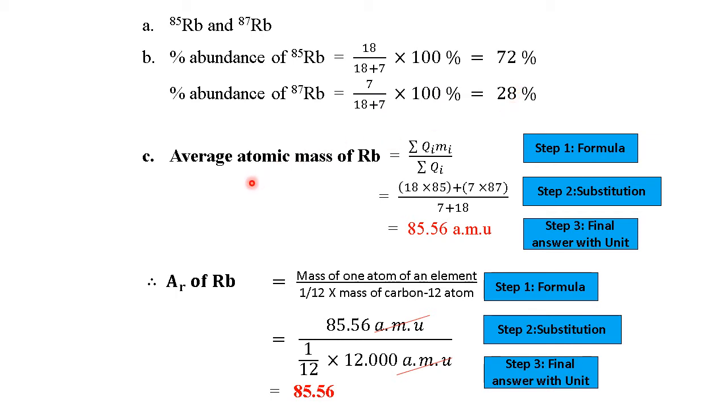First, we have to calculate the average atomic mass based on this formula. So the formula, and then substitute Ki 18 for rubidium-85 plus Ki for rubidium-87, over the sum of Ki, 7 plus 18. So the answer is 85.56 amu. But the question asks about the relative atomic mass of rubidium. That's why we need to compare with 1 over 12 times carbon-12. So cancel off the unit, you get the answer. This is the relative atomic mass, which has no unit. Clear? So always remember, when you perform the calculation for a chemistry mathematics question, you must start with the formula, substitution, and final answer with correct unit.